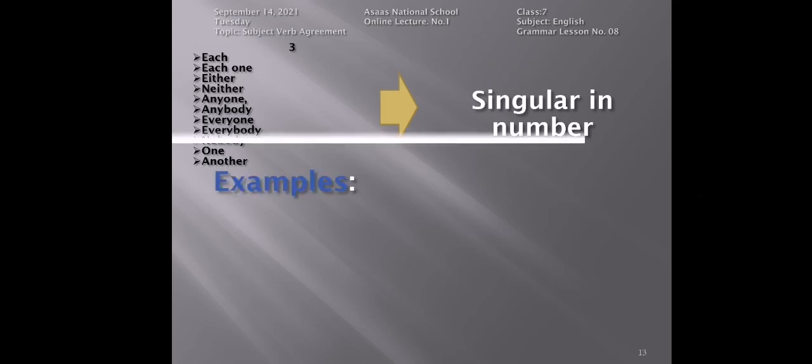Rule number 3. Whenever you see these in a sentence, each, one, either, neither, it's not neither nor or either or. It is only neither and only either. If you notice them, use the S form of the verb. Anyone, anybody, everybody, nobody, one another. So you have to consider them singular in number and use the S form of the verb.